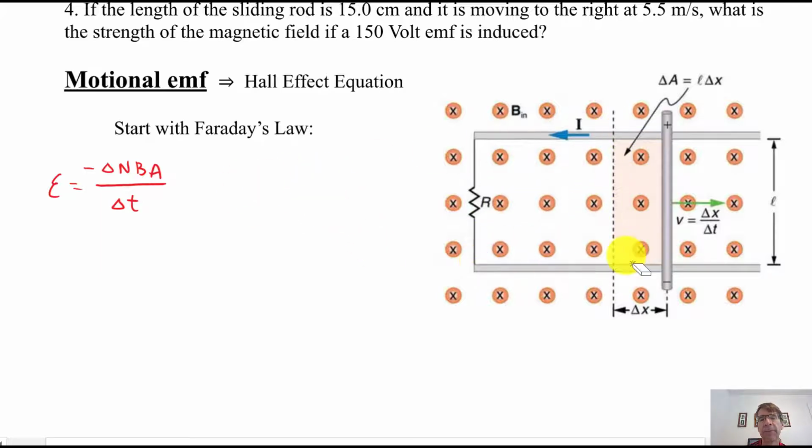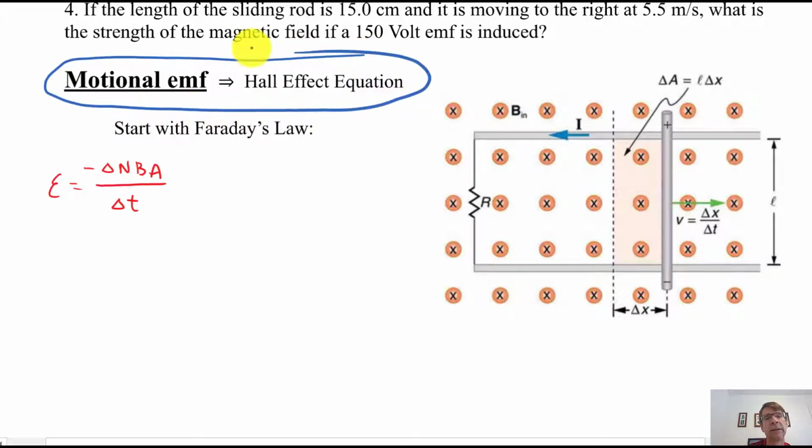That's Lenz's law. But now we're going to connect what's called motional EMF to the Hall effect equation, which we had back in Unit 22. So we're going to get back kind of a proof of the Hall effect equation, which is used as a magnetic field detector, or for flows of fluids through pipes and possibly through arteries. I did that example in Unit 22.